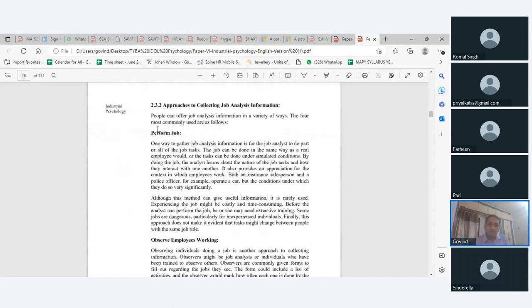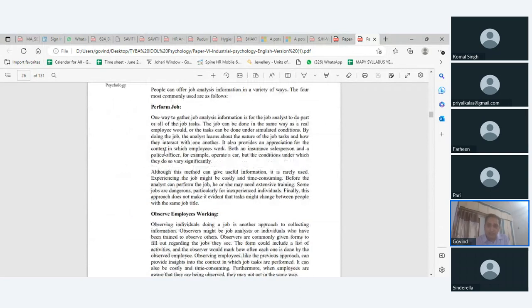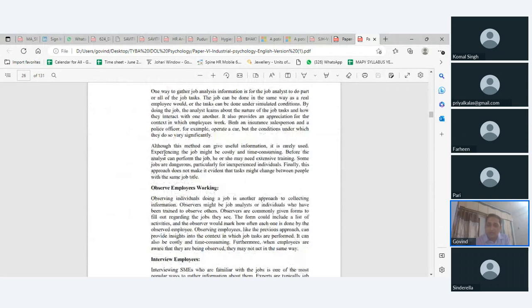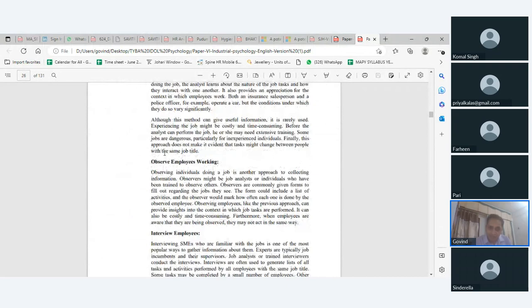The next question may be asked for 10 marks or 20 marks: what are the approaches to collecting details for job analysis? The first method is perform the job. In this method, when somebody is doing the job, the analyst observes the task and notes it down, and on the basis of that the job analysis is done. So, perform the job by performing it yourself. Second, observe: you are not performing the job, but you are observing the employees doing it.